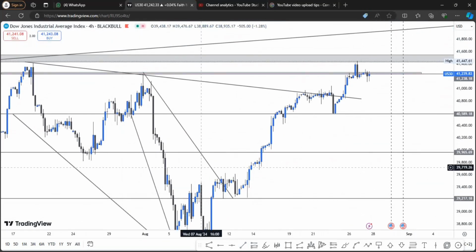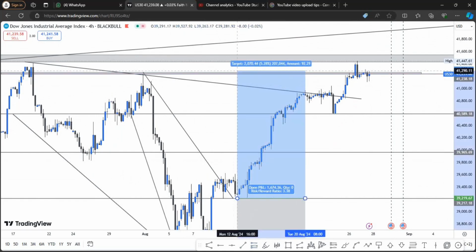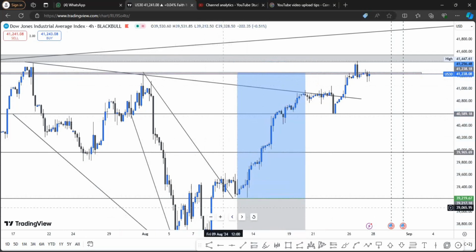So this one here, the market actually decided to break and gives us a retest. So it's 90%. It's already finished.